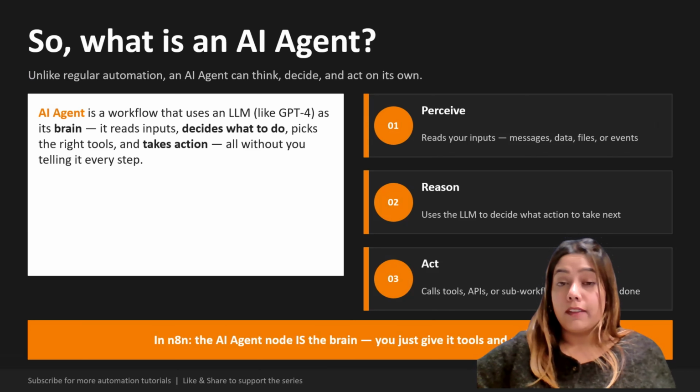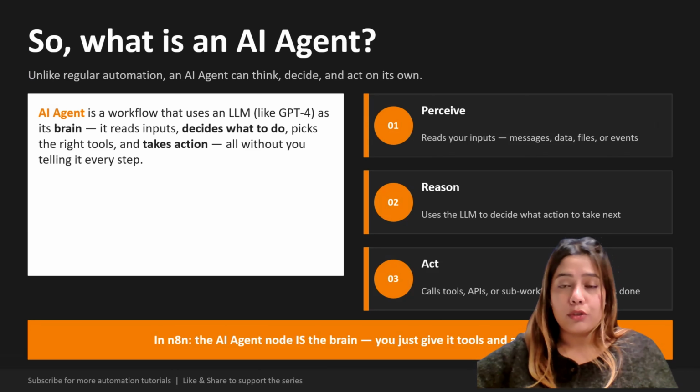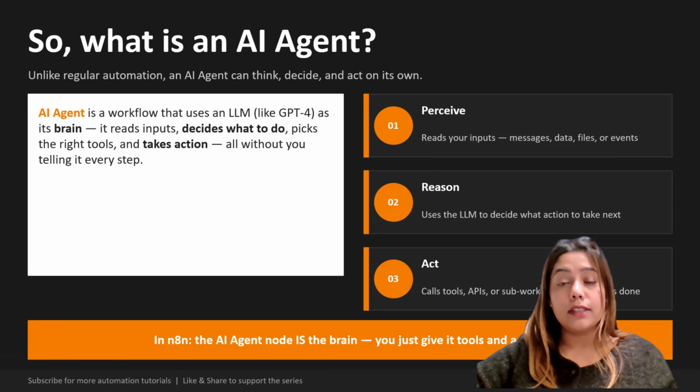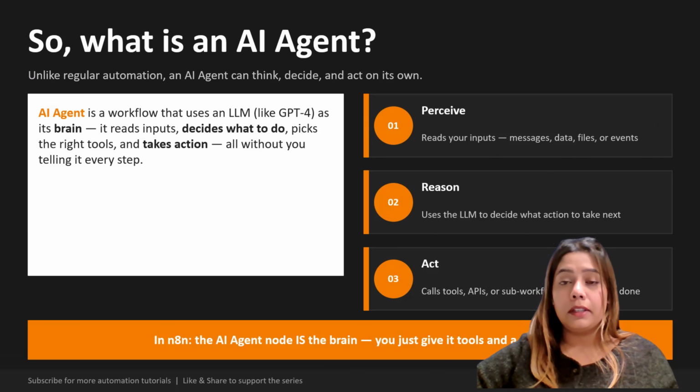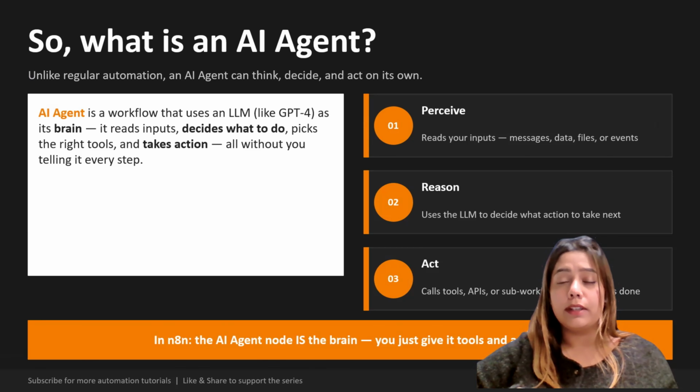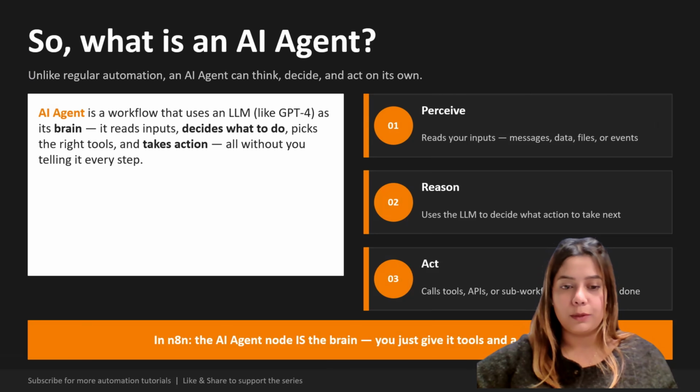In the meanwhile, it will also figure out the tool that it wants to use. So it doesn't just follow a fixed path. It perceives what's happening, reasons about what to do next, and then acts. And in n8n, all of this happens inside a single node. If you recall from the previous video, I said that every small block in n8n is called a node. An AI agent is also one of the nodes in n8n, which we would use to build our first AI agent in the next video.